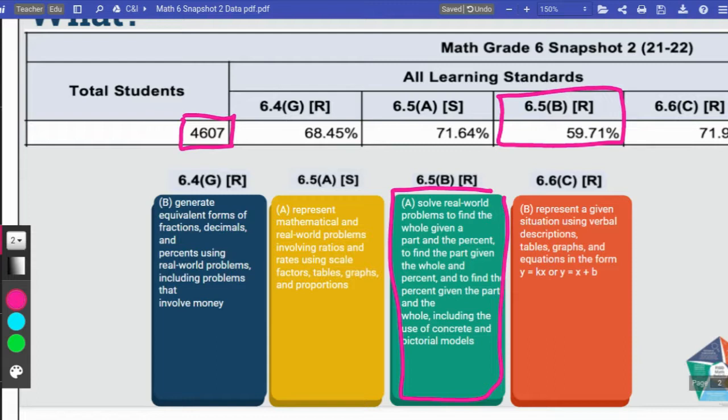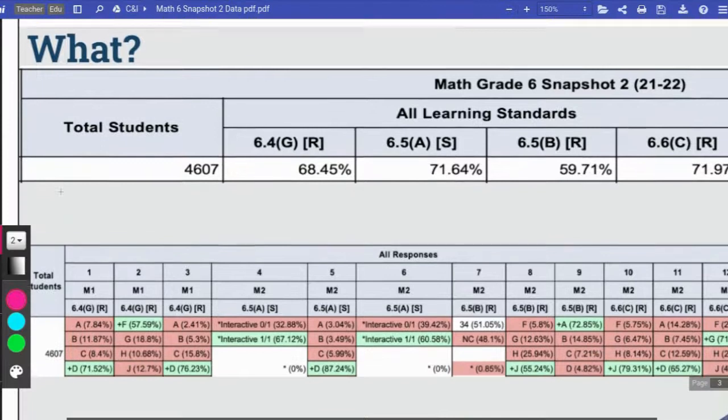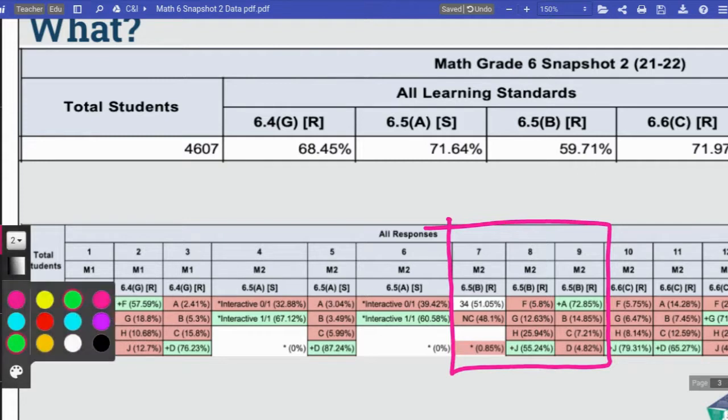But let's see how many questions went along with this particular standard 6.5b. We were looking at at least 3 questions that went along with the standard. What are those questions? Right here, from 7 to 9. Out of those 3 questions, let's first highlight something positive. I will highlight question number 9. We're looking at 73%. Again, this is a district overview out of the 4,607 students.